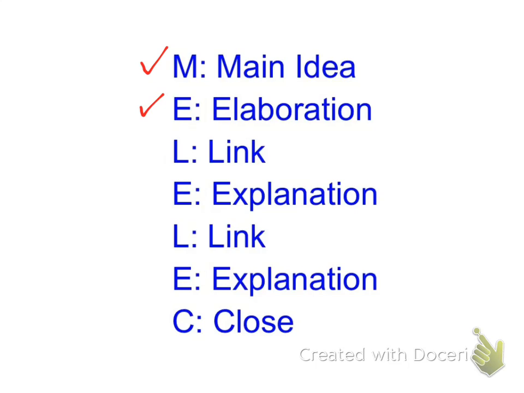The E will give me the opportunity to elaborate on the main idea. The L is a link to the story that I can use to prove the inference. The E is the explanation of how the link proves the inference. The second L is another link to the story that can prove the inference. The second E is the explanation of how the second link proves the inference. And the C is a closing thought about the main idea.